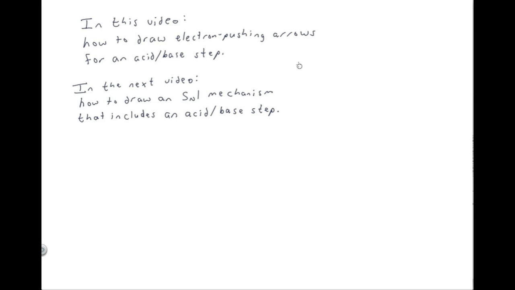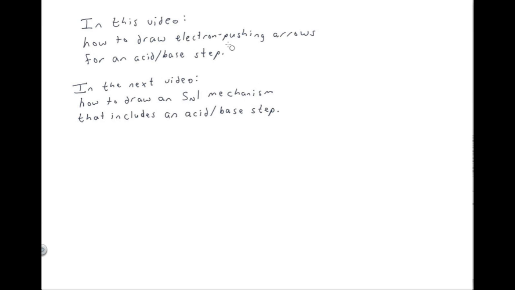In this video, we will discuss how to draw the electron pushing arrows for an acid-base step. Then in the next video in this series, we will show how to draw an SN1 mechanism that includes an acid-base step. This is important material because most SN1 mechanisms include an acid-base step.